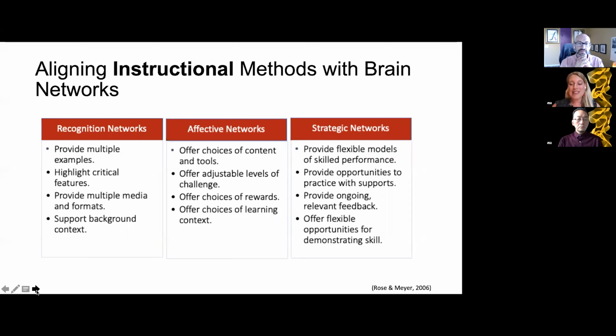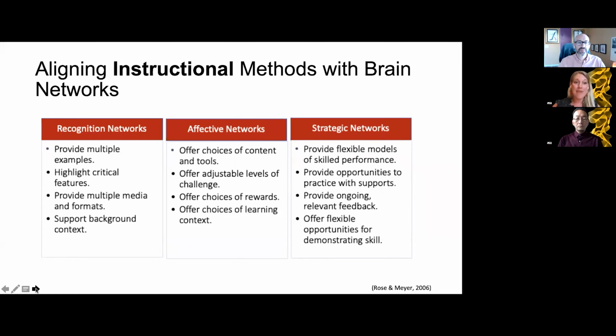This network makes it possible to receive and analyze information. Ways that faculty can tailor their instruction within their coursework or program to support students in accessing this network include providing multiple examples, highlighting critical features, providing multiple media and formats.